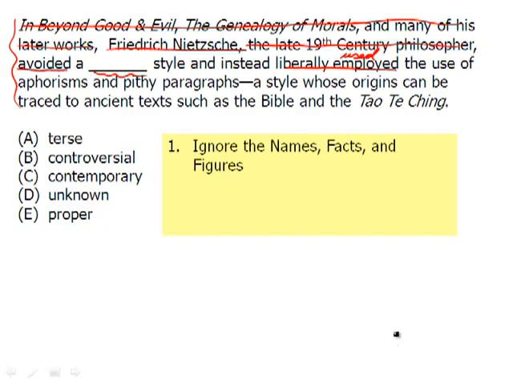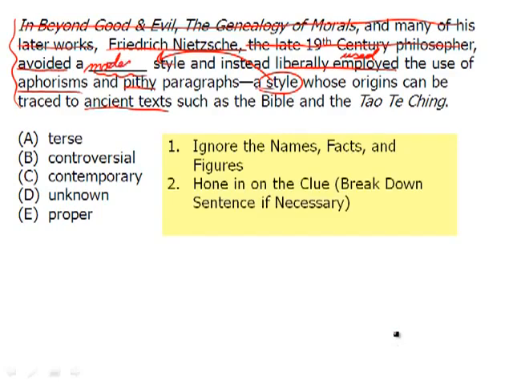So again, a lot of verbiage going on. We just have to know what any of these words mean. So if you don't know aphorisms or pithy, it could be a little bit difficult, or could it? That's why you shouldn't despair. You want to read the entire sentence. A style whose origins can be traced. Again, we're talking about the style. What is the style? Its origins can be traced to ancient texts. So what sort of style would he avoid then if he's copying an ancient style? Well, he would avoid a modern style.